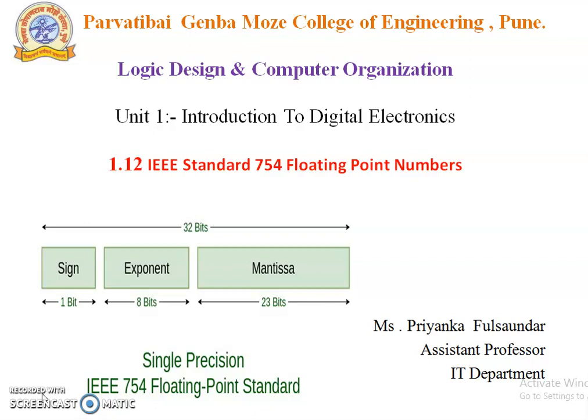In my previous video, we discussed the representation of signed numbers. In that we discussed there are two types, that is sign magnitude form and complement form. In that we discussed first complement and second complement. And in this video we discuss the IEEE standard 754 floating point number.